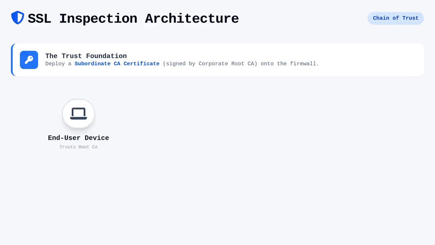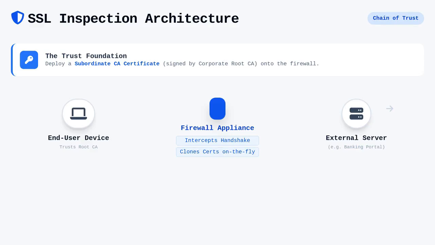When a user navigates to an external site like a banking portal, the firewall intercepts the initial handshake, retrieves the legitimate certificate from the server, and validates its authenticity. If the certificate is valid, the firewall generates a temporary cloned certificate on the fly, signed by your enterprise CA, and presents it to the user.